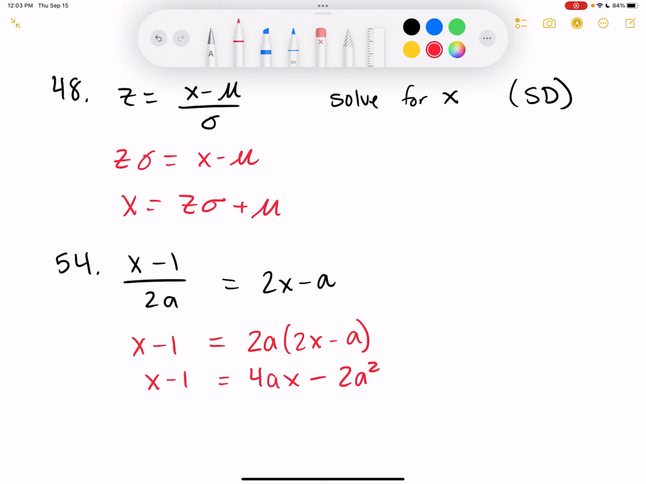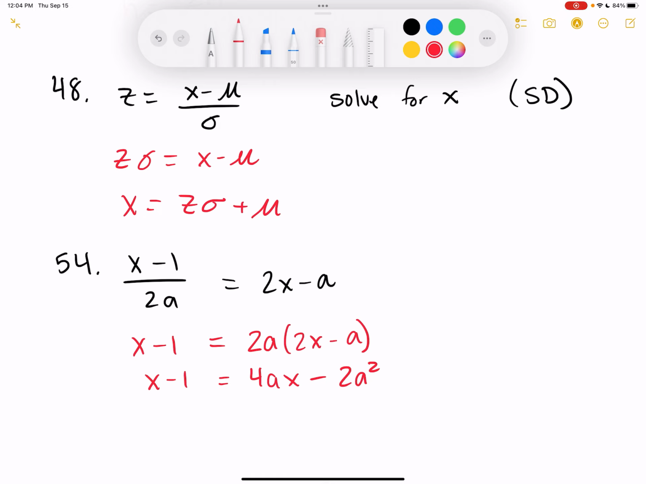Wait, so what did we do? What was the first step? We multiplied by 2a. Because I have to get x by itself, so I need to get all the x's to one side. But just moving the x's over wouldn't have helped me, basically. So now what? If I need all the x's on one side, what should I do?